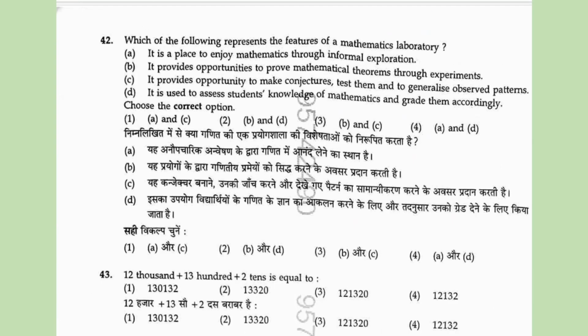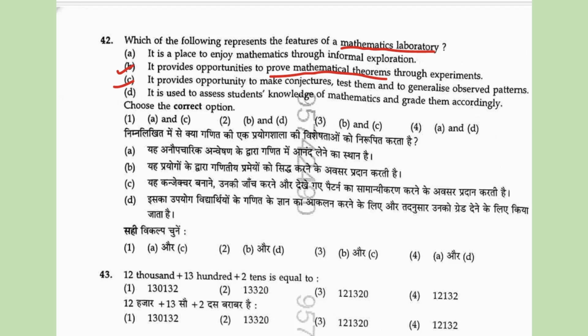Which of the following represents the features of a mathematical laboratory? Okay. It is a place to... so you need only two. Provides opportunities to prove mathematical theorems through experiments. Yeah, I will go with B. It provides opportunities to make conjectures, test them. Yes, B and C definitely.